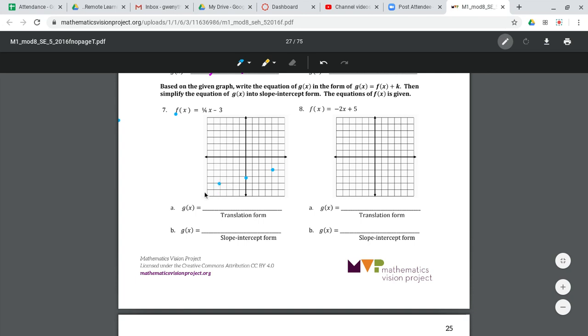Now, once again, draw a line through those points for me, please. That way we can see what that looks like. I'm going to attempt it. Not half bad.